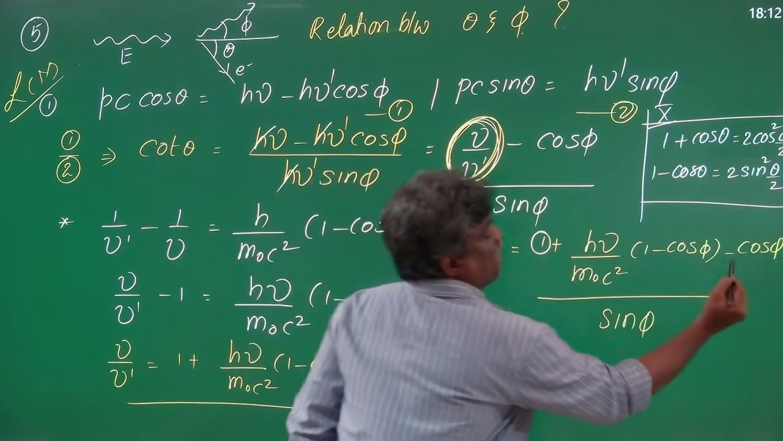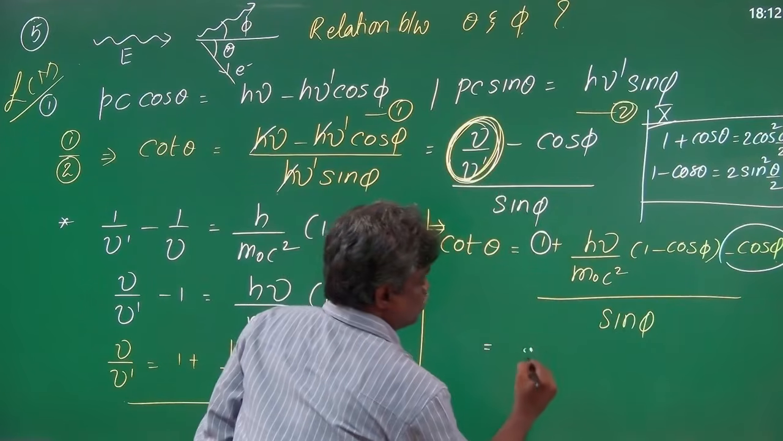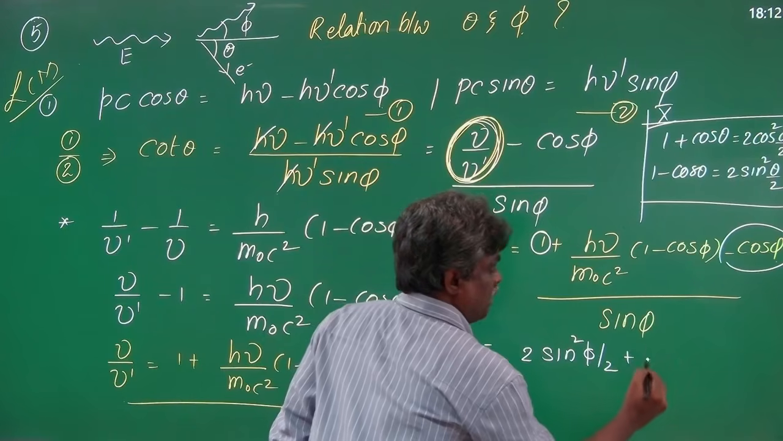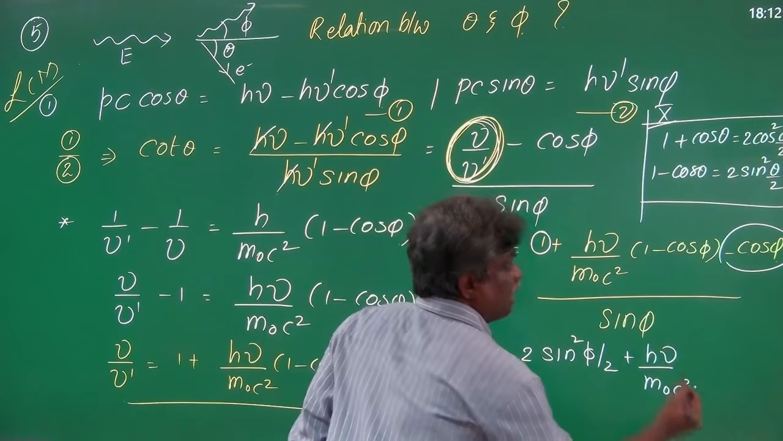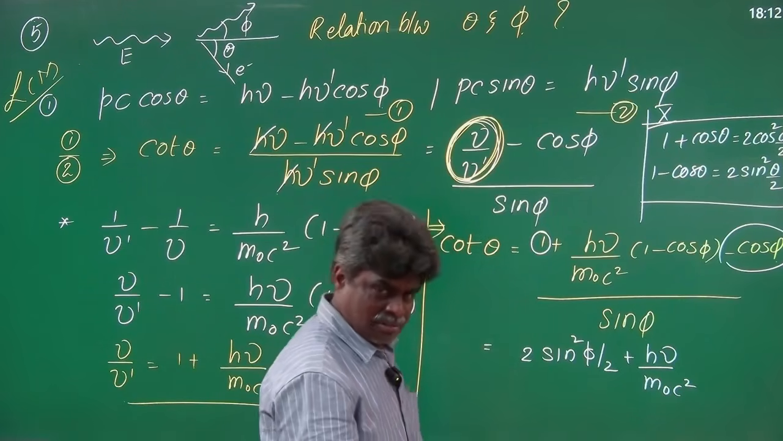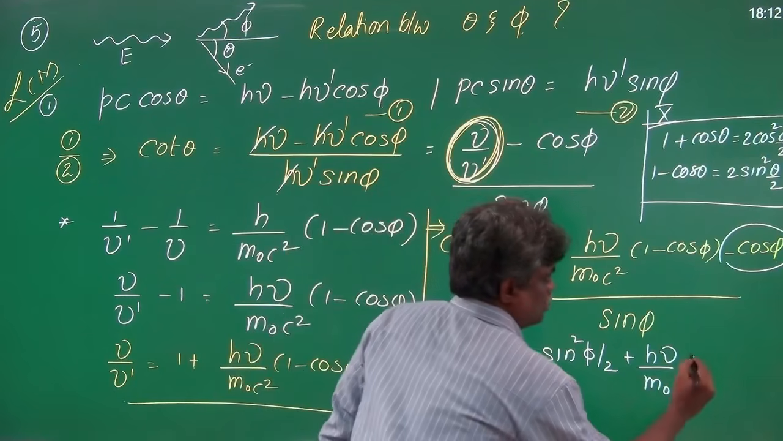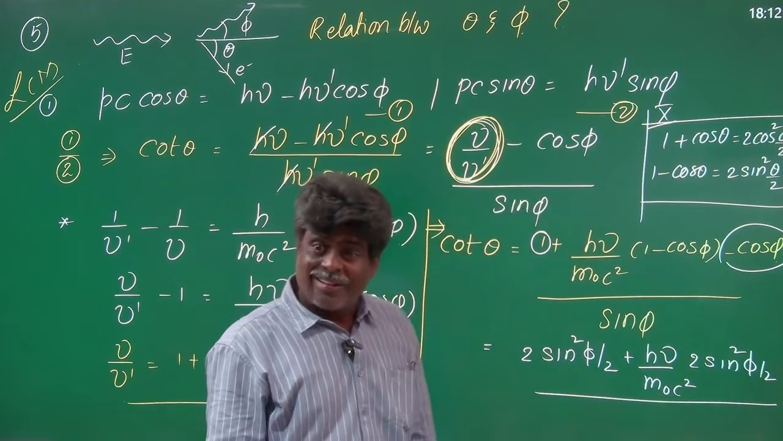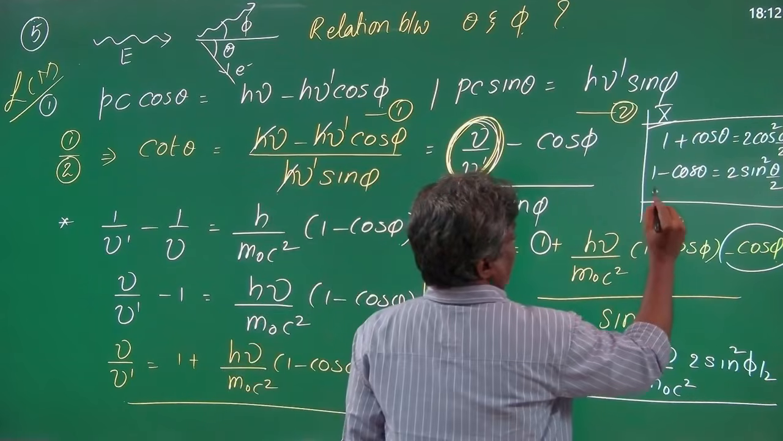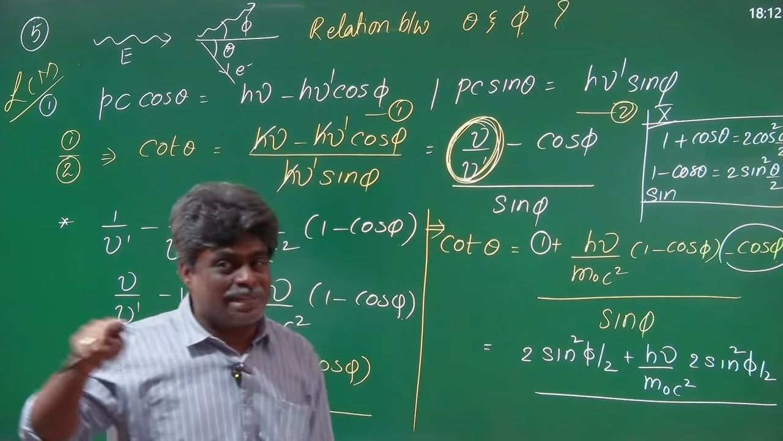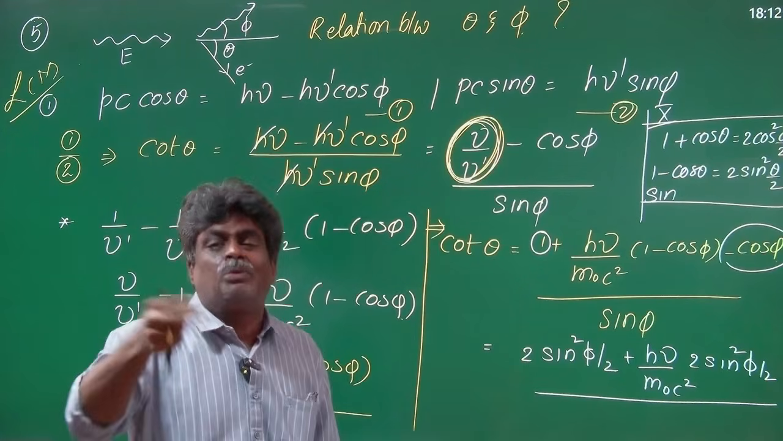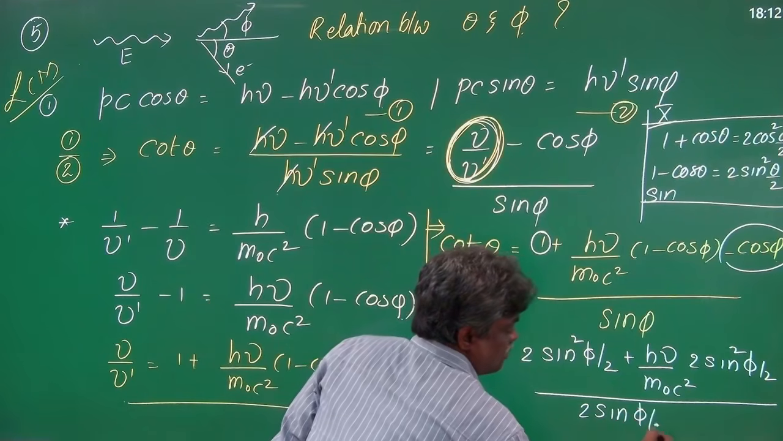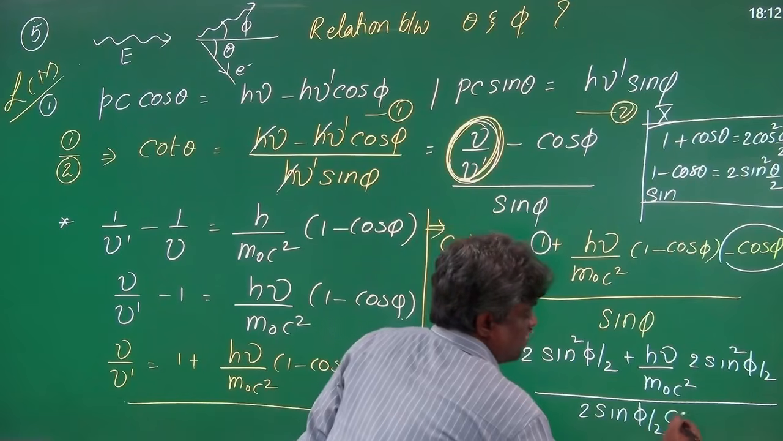So I think I can write this 1 minus cos phi as 2 sin square phi by 2, plus h nu by m naught c square, again 1 minus cos phi. Okay now, 2 sin square phi by 2 by... Very good. Generally sin 2 theta equals 2 sin theta cos theta, so sin phi equals 2 sin phi by 2 cos phi by 2.